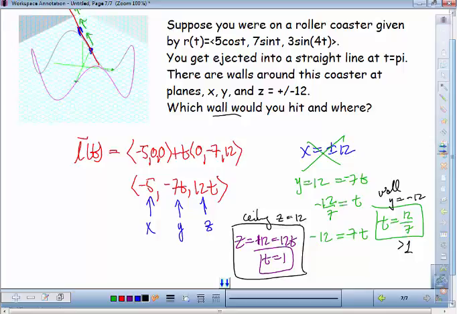No, we're not done with this problem, but we're out of time. To find where, you would need to figure out where the line is when t is equal to 1. So you put 1 in for t, and then you're going to get the x, the y, and the z components of that. And that will tell you where.